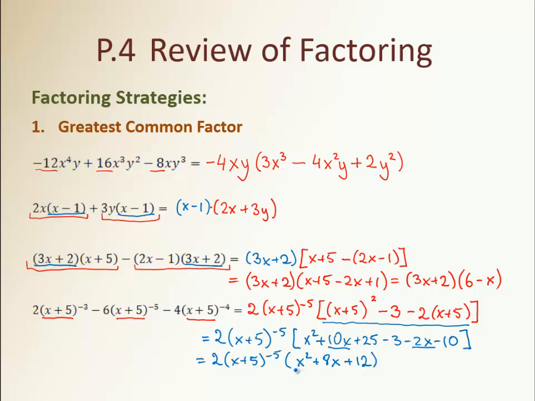At that moment, we can actually check if by any chance we can factor any further. It happens that yes, we are able to factor this bracket into two linear factors. We are looking for two numbers that multiply to 12 and add to 8, so it's 6 and 2. And this would work. Final answer, this will be 2 times x plus 5 to the negative 5, and here we have two more brackets, x plus 6 and x plus 2. Obviously, the order of listing your factors doesn't matter as long as all the factors are like that.